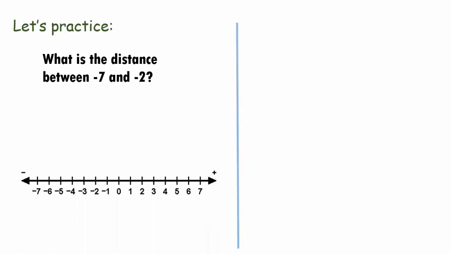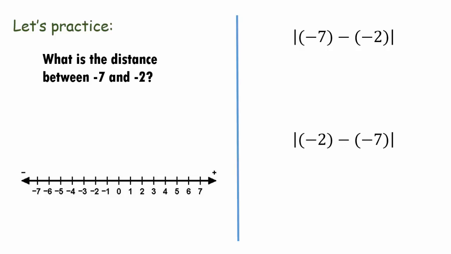I'd like you to go ahead and try this one on your own. What is the distance between -7 and -2? So just draw it out on the number line, find the distance, then take the absolute value of the difference between those two numbers and show that you come up with the same answer. Take a minute, pause the video, try it out, and come on back.